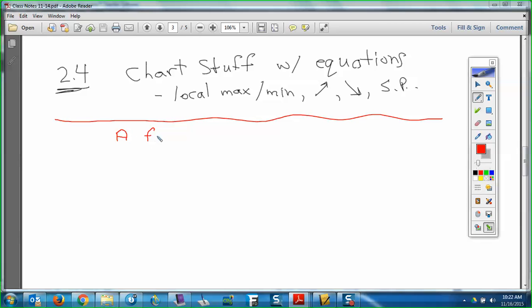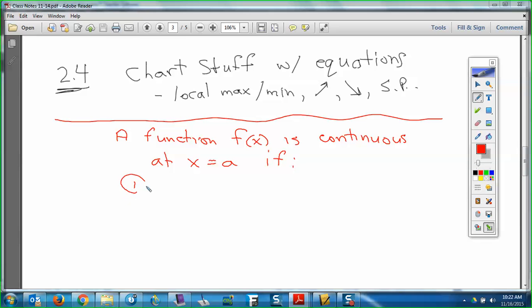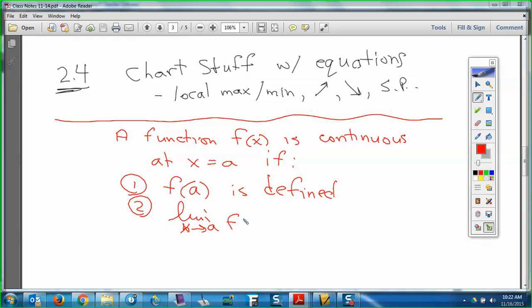About a function, I'll just rewrite this. You already wrote this in your note. But a function f is continuous at x equals a if, and the first thing was what? f of a is defined, must be defined, the limit as x approaches a of f of x exists.